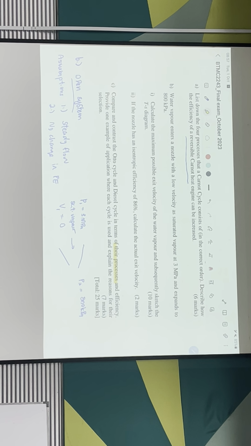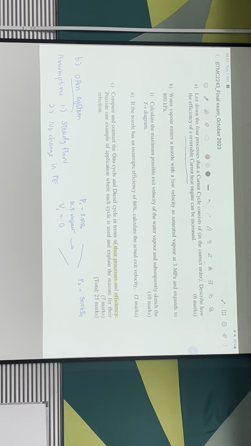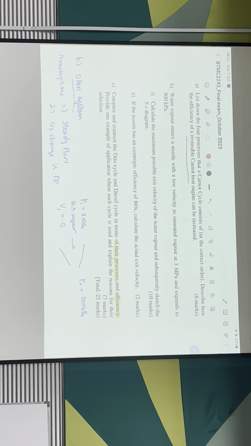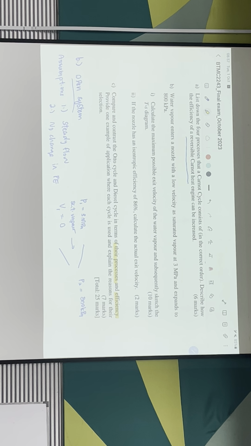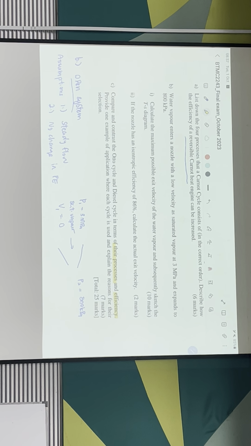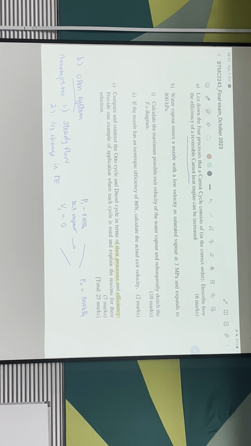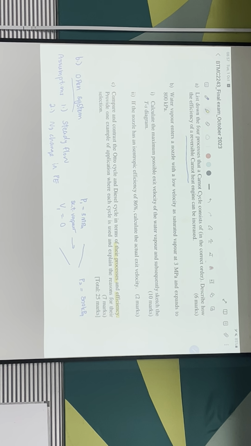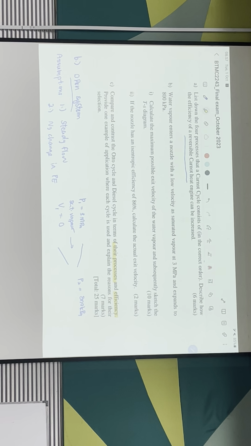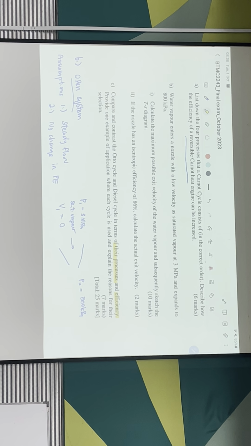Then of course efficiency, this one you can talk a bit more about. If they are both working at the same compression ratio, then technically speaking Otto cycle will have a higher efficiency. But usually we know that diesel cycle always works at a higher compression ratio, and because of that, diesel cycle usually will have a higher efficiency. All this we talked about in the class, so you can look through the notes as well.